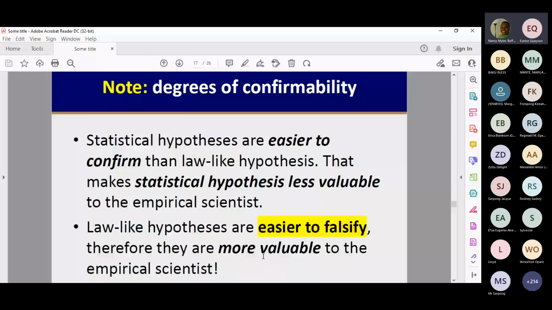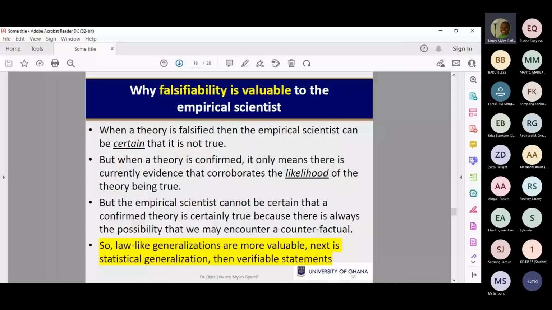That makes the statistical hypothesis less valuable to the empirical mind. The law-like hypothesis is easier to falsify. Therefore, they are more valuable to the empirical scientists. Good. So if I were comparing law-like hypothesis with statistical hypothesis, then I would prefer the law-like one to the statistical one. But if I were comparing the statistical one to a verifiable statement, where the reference class is not even general at all, then I would choose the statistical one because it gives me more content, more information than the verifiable one.